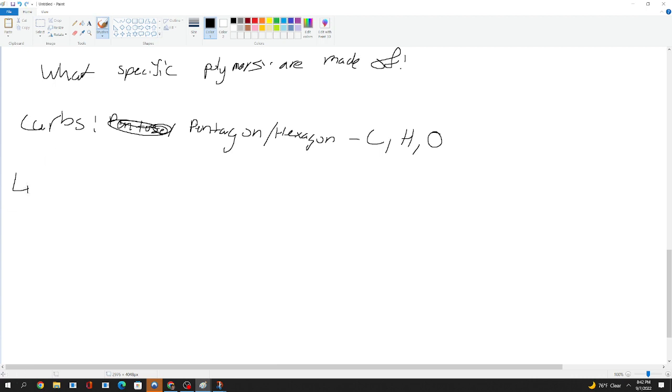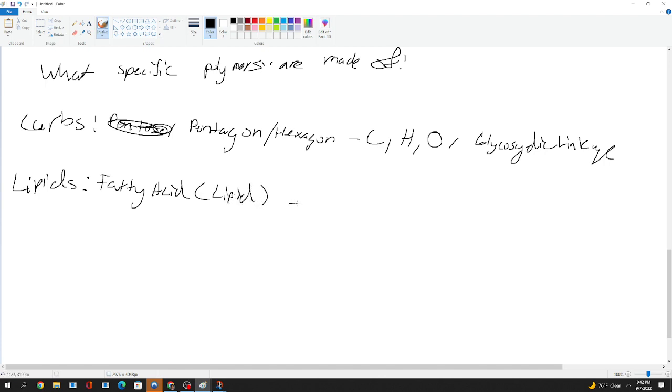Then you have lipids. Also remember, if you get the word glycosidic linkage, that's what you really have to remember for that. Lipids, you're going to have a fatty acid chain, so they're just going to be really long. You can tell if it's a lipid.